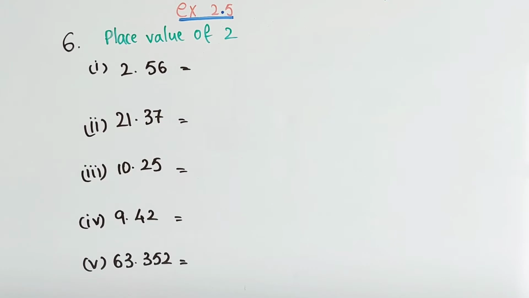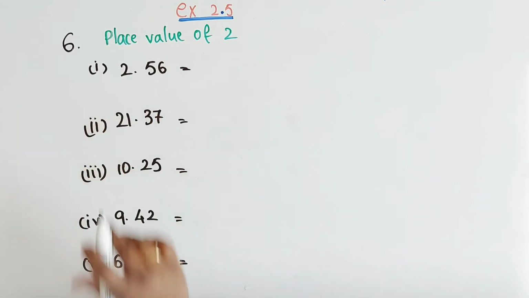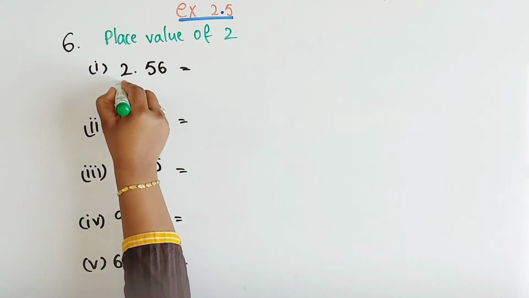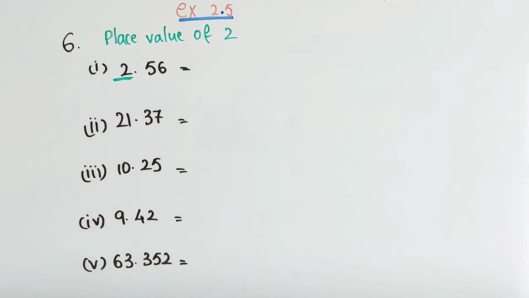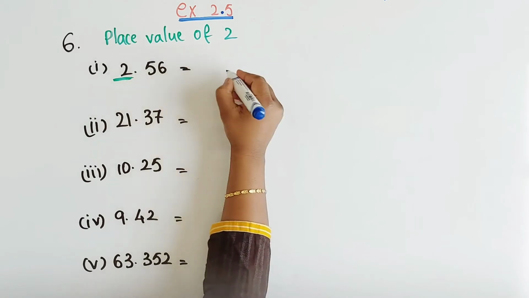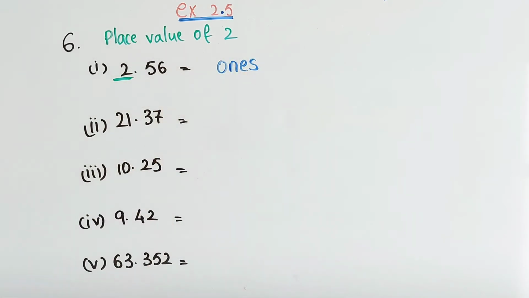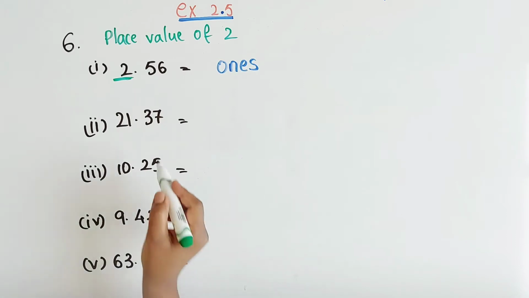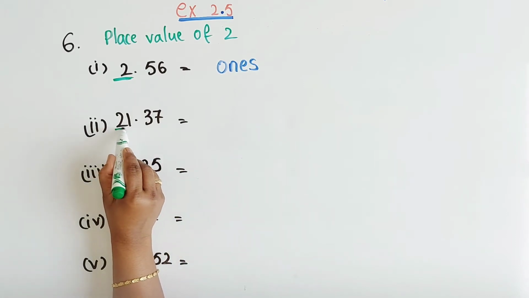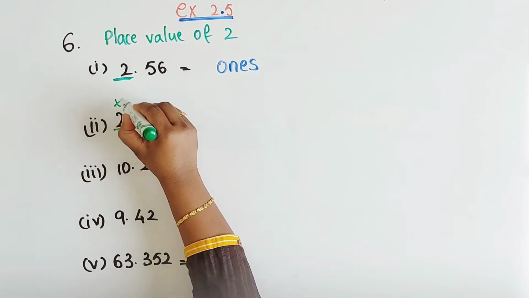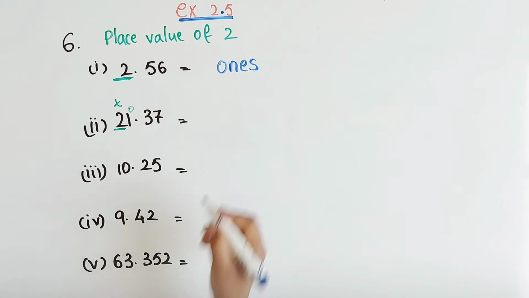Sixth question, children. Write the place value of 2 in the following decimal numbers. First one, 2.56, children. See here, this is a whole number. 2 is a whole number here. 2 in ones place. Now second number, 21.37, children. Now where is 2? Here. Now see the place values. This is ones and this is tens. That means 2 in tens place here.